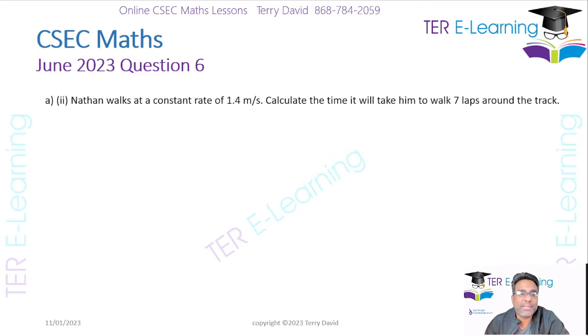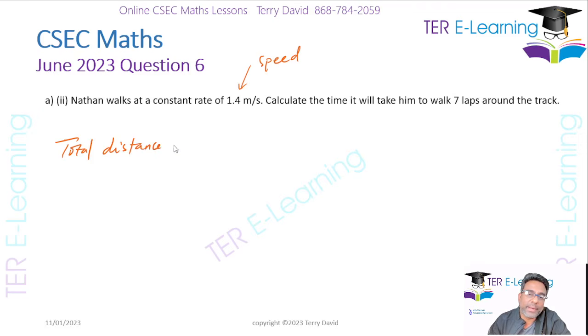Now, Nathan walks at a constant rate of 1.4 meters per second. So this here represents his speed, right? This is his speed here. Now calculate the time it will take him to walk 7 laps around the track. So the total distance is going to be 7 multiplied by 350, because every time you make 1 lap, it's 350. So this is going to be 350 multiplied by 7. That's going to be 2450 meters, right? So that's distance.